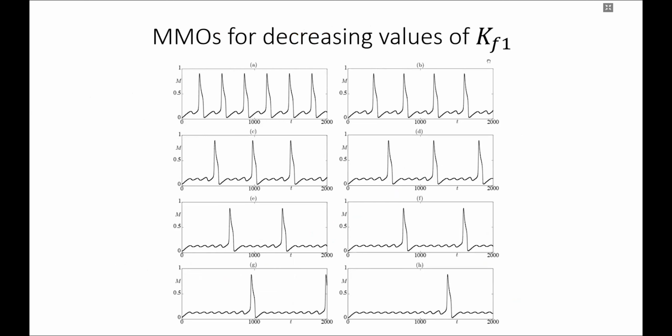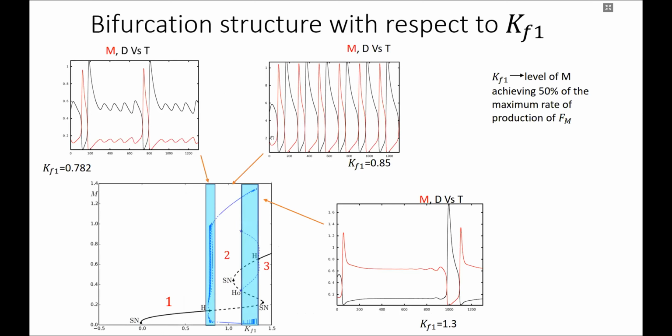So Kf1 is an important parameter because it reflects the level of M at which it achieves 50% of the maximum rate of production of Fm. And these are the time series of the system for decreasing values of Kf1. So as we can see, as we decrease Kf1, we increase the number of small amplitude oscillations. So we increase essentially the period of the MMO or the delay that we mentioned earlier.